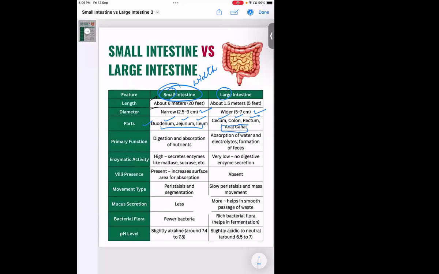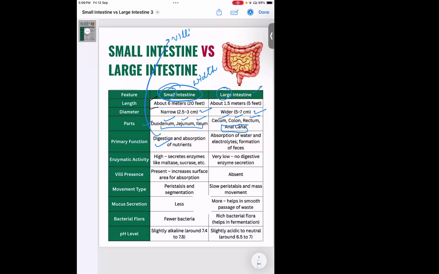The primary function of the small intestine is digestion and absorption of the nutrients. In the small intestine there will be villi. What will those villi be doing? They will be helping in the absorption of the nutrients. At the same time, the small intestine is a place where the complete digestion also happens. That is why its function is digestion and absorption of nutrients.